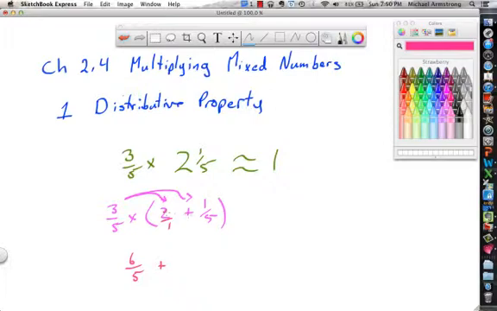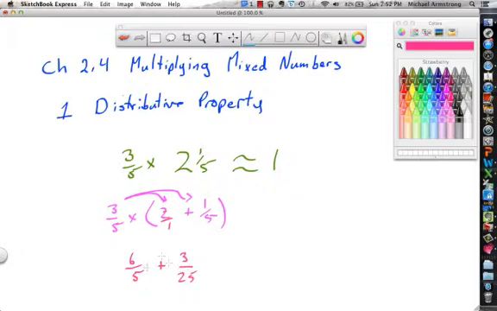Plus 3/5 times 1/5. 3 times 1 is 3. Let's pause this for a second. Okay, so sorry, I paused for a second there. 3 times 1 is 3, and 5 times 5 is 25.